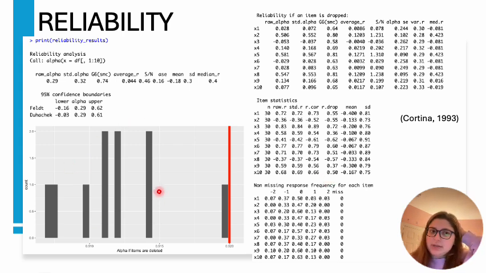So lastly, I just want to touch on this histogram here. It is displaying the raw alphas, and you can see that the alphas can change if you drop an item and regraph it. And then you just see this red line here, which is showing the alpha for the data as a whole.